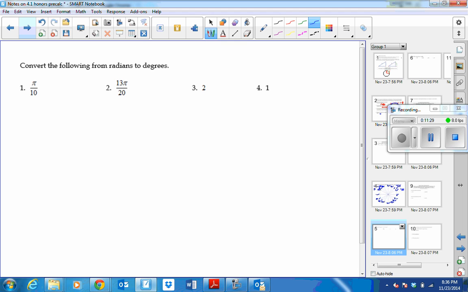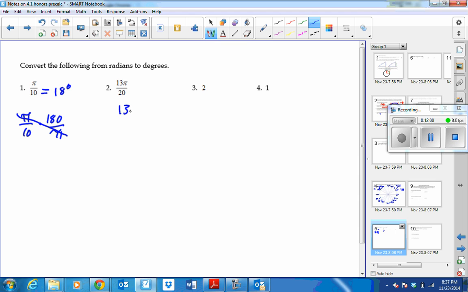Convert the following from radians to degrees. When we're converting from radians to degrees, we're taking pi over 10 times 180 over pi. And whenever we're converting from radians to degrees, these 2 pi's will always cancel out. So we end up with 180 over 10, and that's going to be 18 degrees.